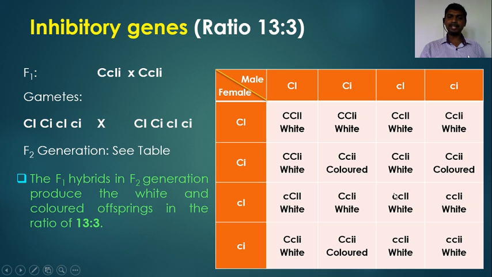The C gene gets expressed under the condition when the I gene is recessive. Under such a condition only, the C gene is able to express itself. So three genotypes, that is capital C, small i, small i, are colored, while the remaining 13 individuals are white. Okay, so this is about the inhibitory genes.